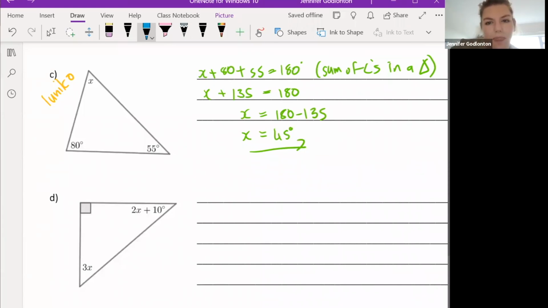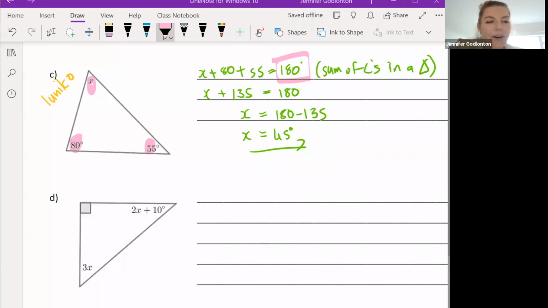Okay. But then ma'am, where do we get the 180 from? Because there's no obtuse angle. Yes, but whenever we have a triangle, when we add all three angles in a triangle, we always have 180 degrees. Oh, thank you, ma'am. Okay. Yes, ma'am. Cool.